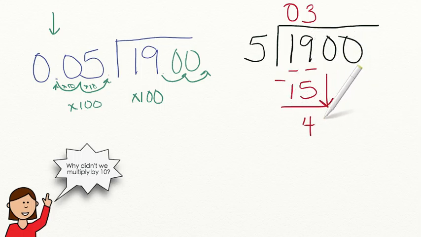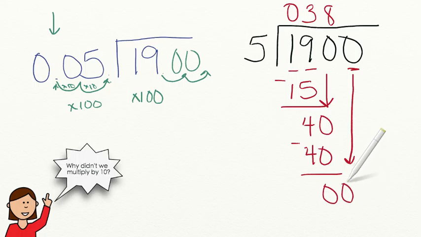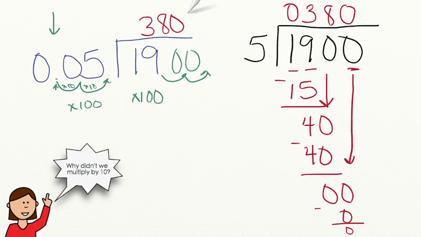Now I'm ready to bring down my next place value. 5 can go into 40 8 whole times. 5 times 8 equals 40, and when I subtract out, that gives me a remainder of 0. I'm not finished yet though because I still have one more place value that I need to make sure that I bring down. 5 is greater than 0, which means it can go in 0 times. 5 times 0 equals 0, and I have now completed my problem. So 19 wholes divided by 5 hundredths equals 380 wholes.